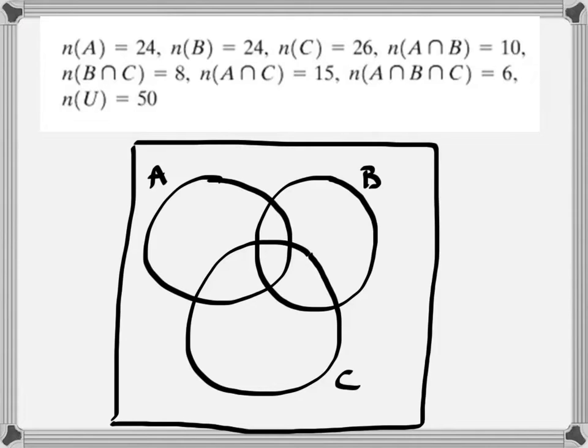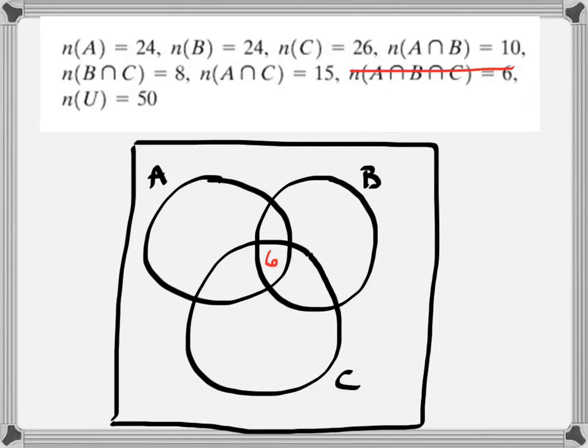So what we want to do when we're presented a problem like this is to start with the smallest set that doesn't have any other regions in it. And what I mean by that is that if you look at A intersect B intersect C, well, that's the little region where all 3 circles intersect. And there's no other region that intersects it. So it's sort of the smallest region you can have. Because we have 6 elements in the intersection of all 3 sets, I'm going to put a 6 right there.